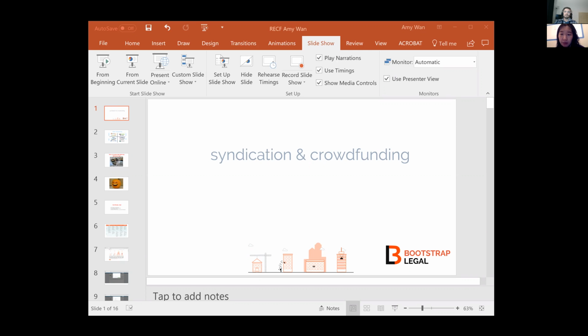Can syndication be only for residential land, or can it be for agricultural, forest, commercial land as well? Syndication can actually be anything. It doesn't even have to be real estate. It doesn't have to be land, right? If you guys are in the startup world, right? AngelList is basically startup syndication. They're doing group investments for startups, right? So syndication can really be anything. It's just that today we're talking about syndication in the real estate context.